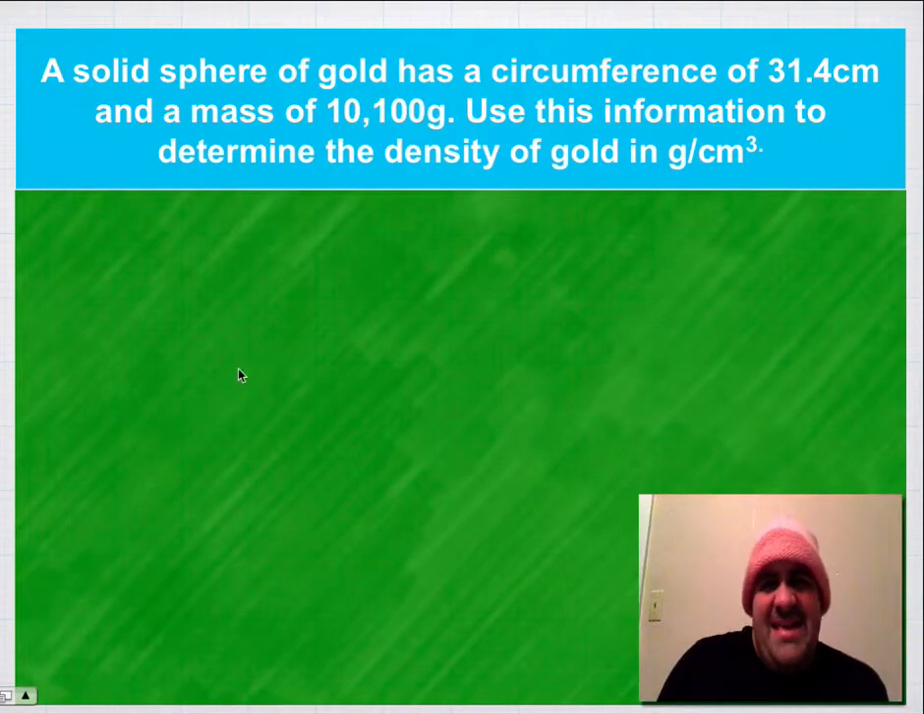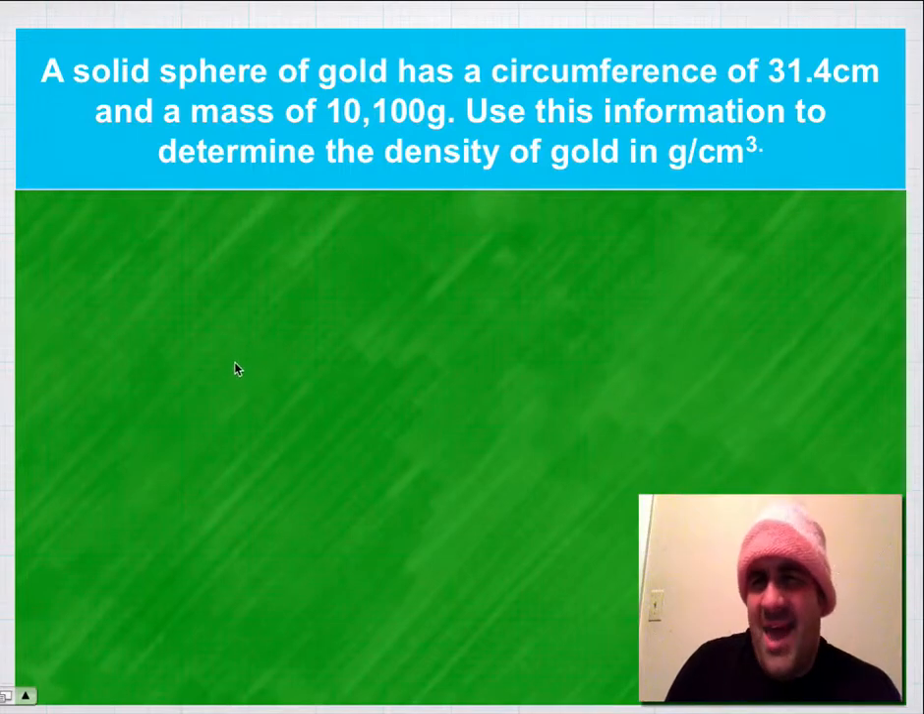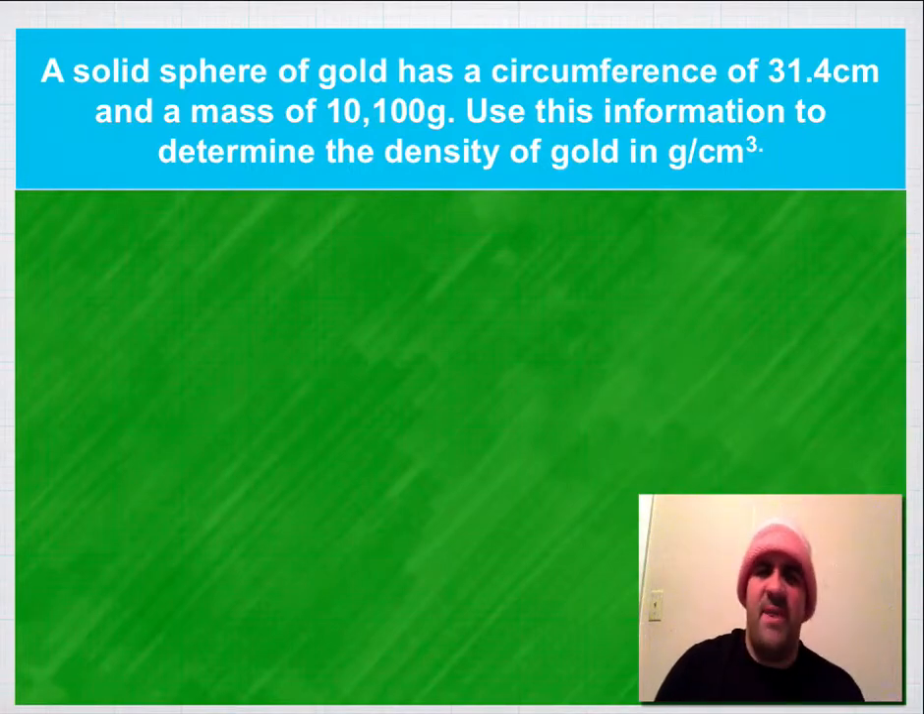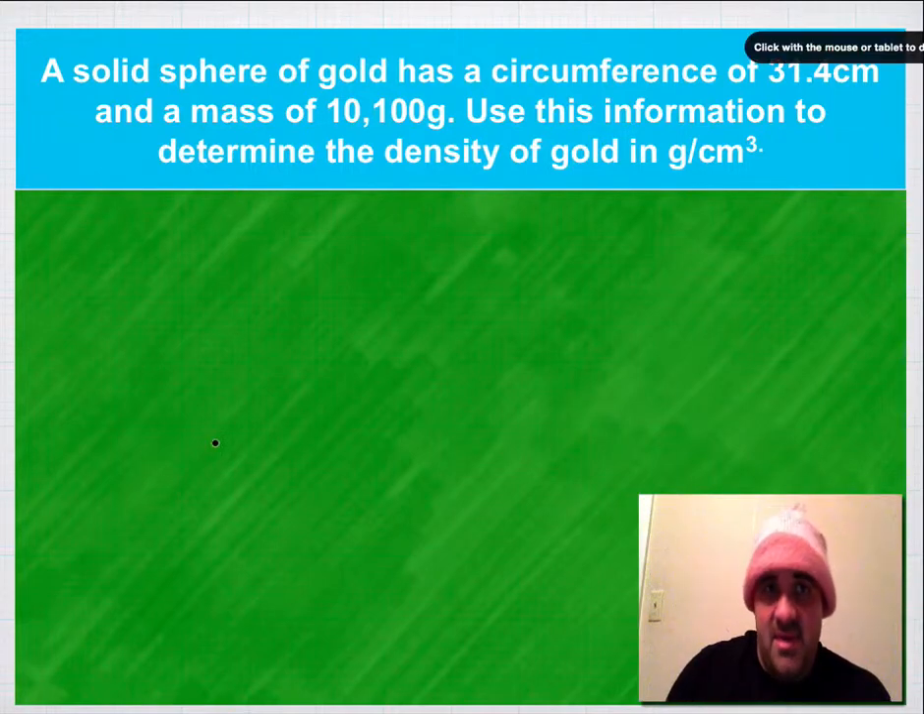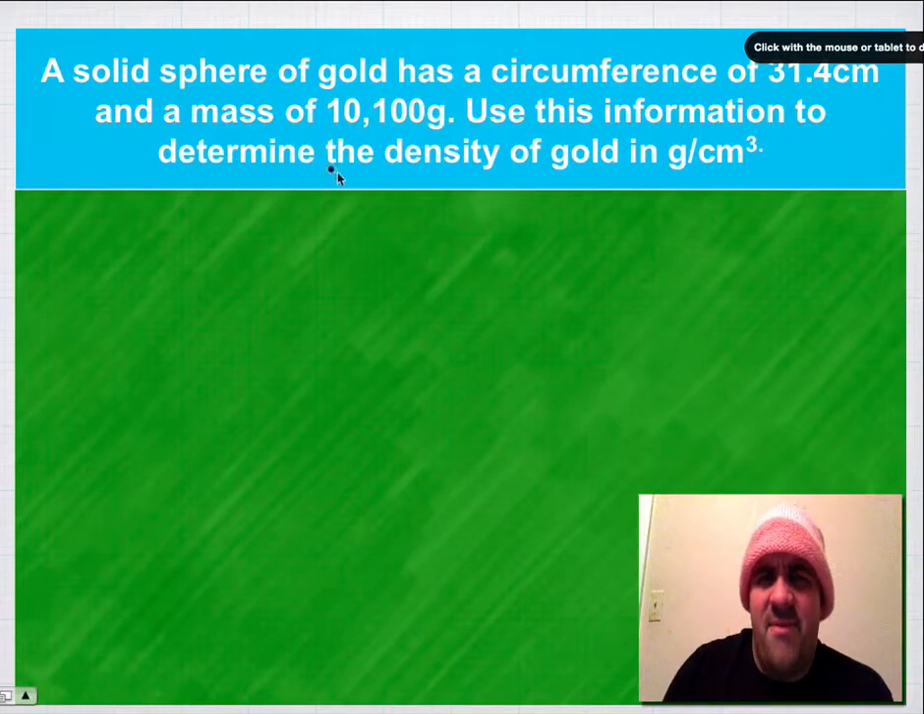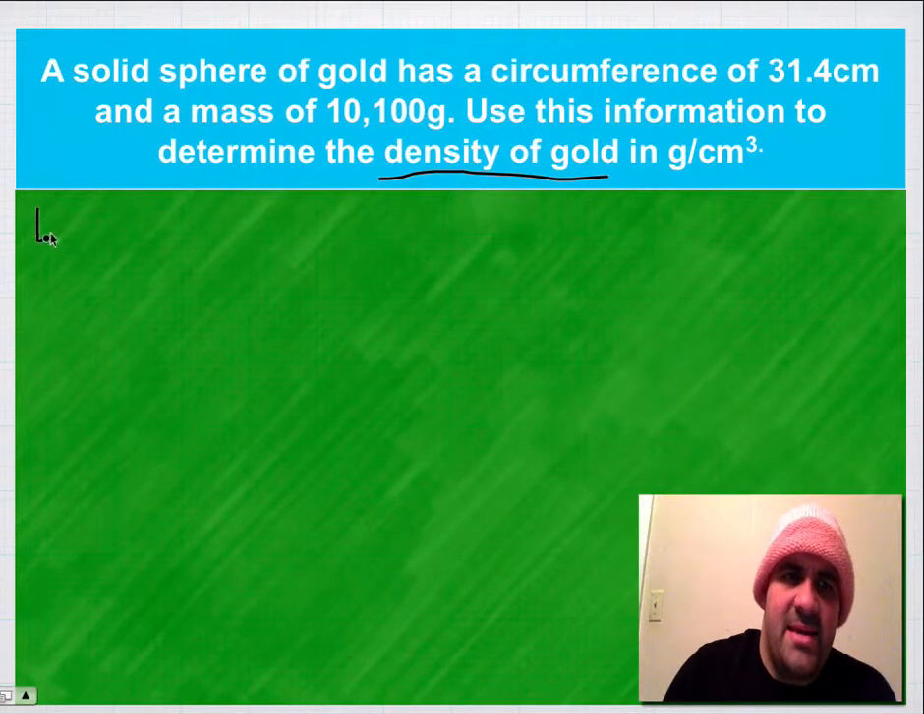So we have a solid sphere of gold, and it has a circumference of 31.4 centimeters and a mass of 10,100 grams. Use this information to determine the density of gold in grams per centimeters cubed. This is a slightly involved problem. The first thing to look at: what is the problem asking us to do? It's asking us to determine the density of gold, and we know that density equals mass divided by volume.